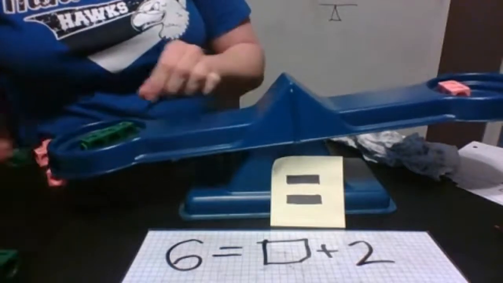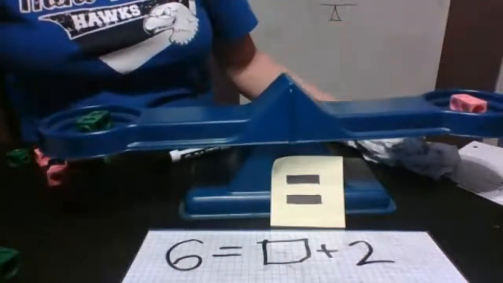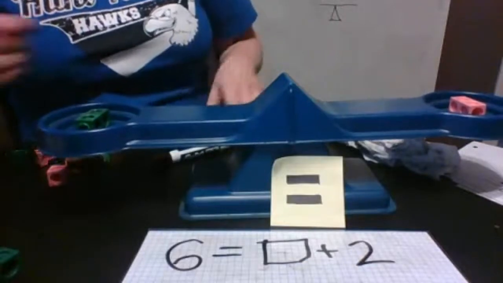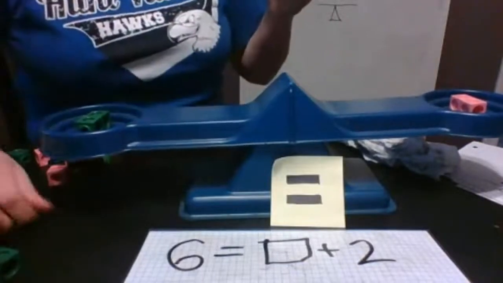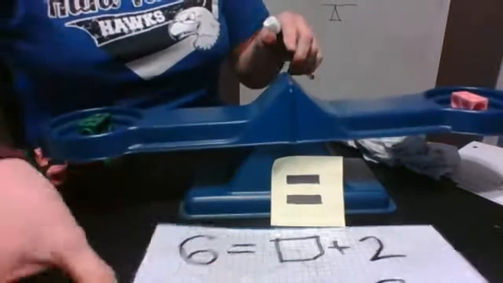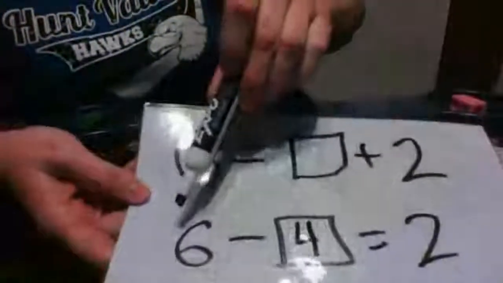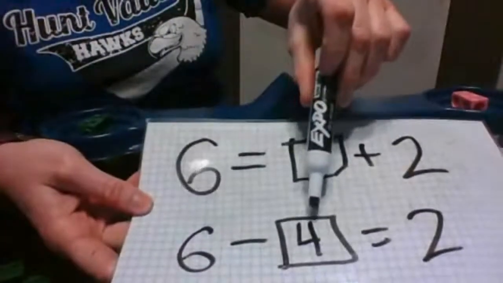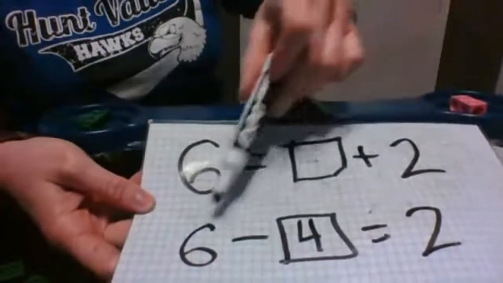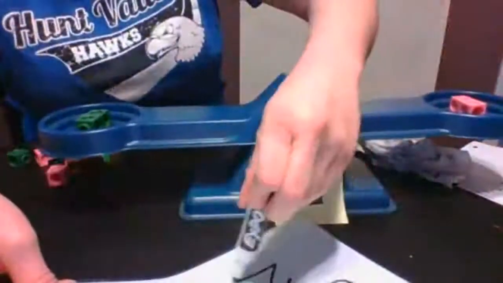Almost, but not quite. Let's do 6 minus 4, and let's see if that is equal. What do you notice? 6, and I took away 4, and now the scale is balanced. So my equation looks like this. If I start with 6 and take away 4, it'll be equal to 2. Because 6 minus 4, there's only 2 left. And 2 is equal to 2.